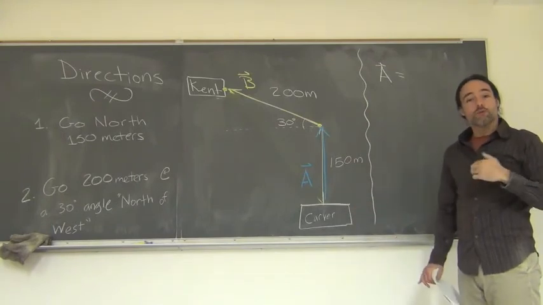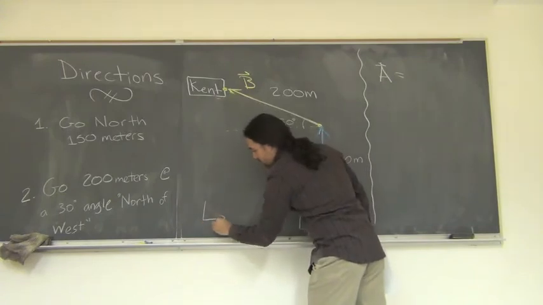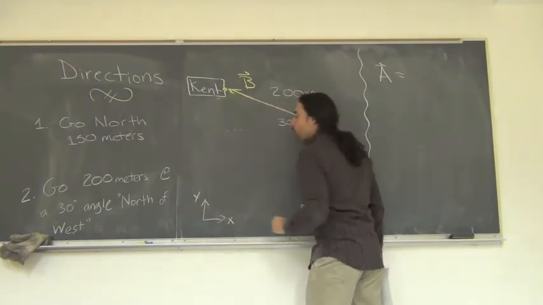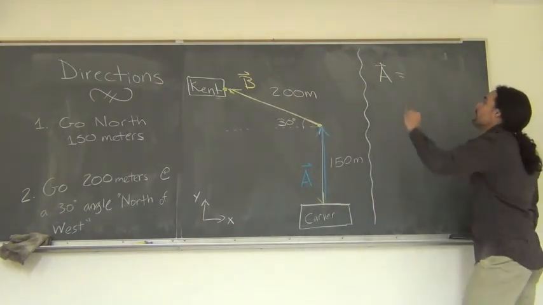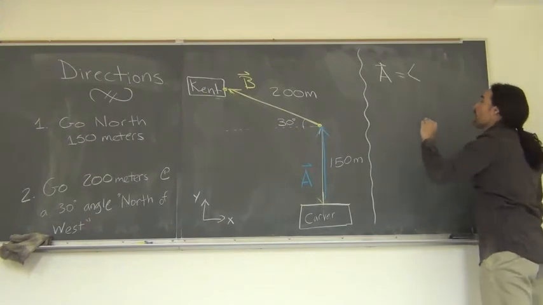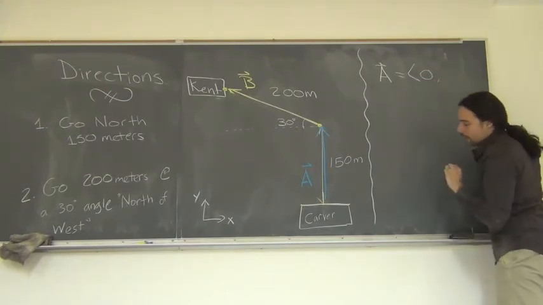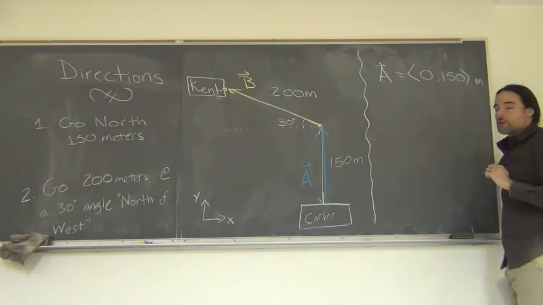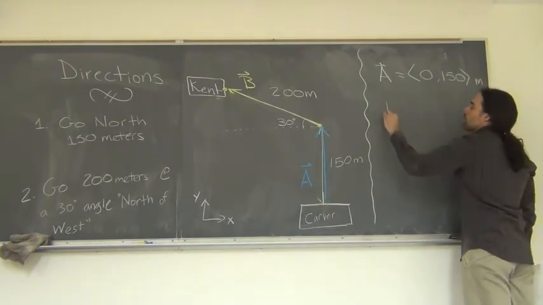Well, we said A goes north. I'm going to say, per usual, that X points to the right and Y points up. We're going to say vector A doesn't move left or right at all, so it's going to be going 0 meters in the X direction and 150 meters, positive 150 meters, in the Y direction. Vector A is fairly easy to work out. What about vector B?